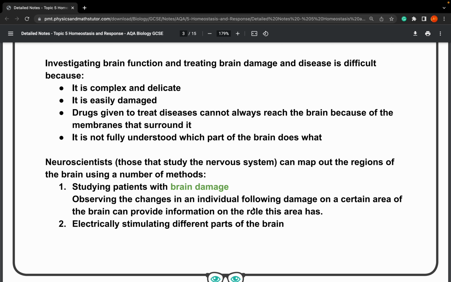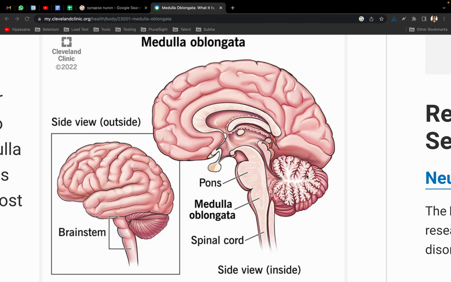Neuroscientists, those that study the nervous system, can map out the regions of the brain using a number of methods. Studying patients with brain damage, say for example, if a patient has got damage to the back end of the cerebrum like this, they have difficulty in seeing, difficulty in identifying objects. There are some field divisions. So that shows that the back end of the cerebrum helps in vision.